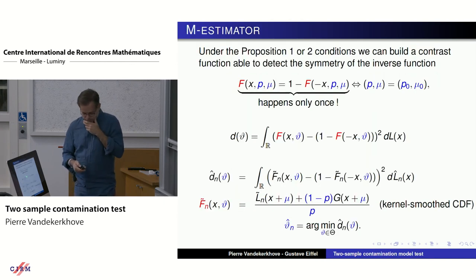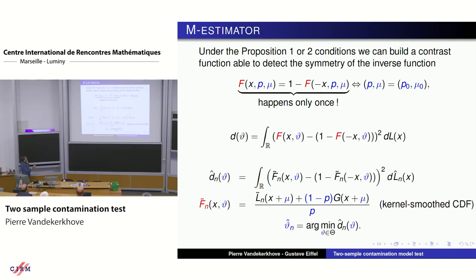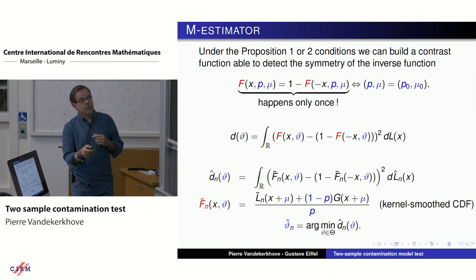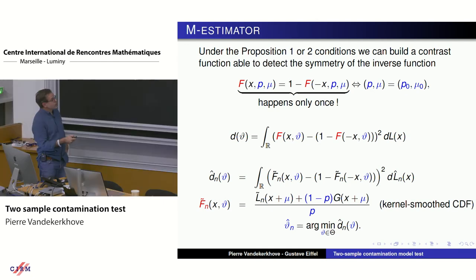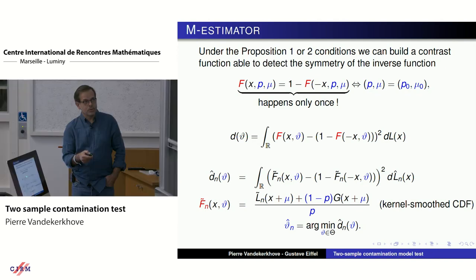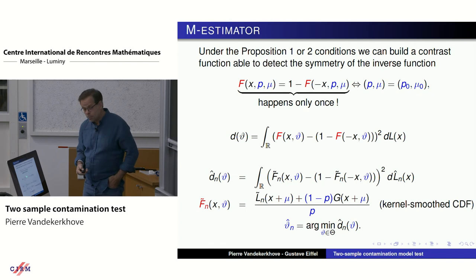So now, once you can tell that this condition only happens when (p, mu) is located at (p0, mu0), you can build a contrast D of theta, which checks every time if F under theta is equal to 1 minus F of minus x under theta. You compare these two versions of F under theta, you take the square and you integrate it versus the distribution of your observations. And of course, you can make an empirical version of this contrast by just estimating. You have to consider for the distribution of the observations a kernel smoothed CDF, so you integrate the estimator of the density basically. If you do that, you can minimize this empirical contrast over the parametric space, and then this is a good candidate to pick up the right parameters.